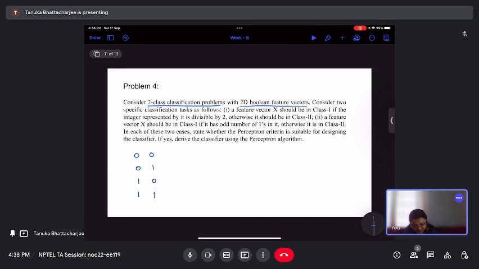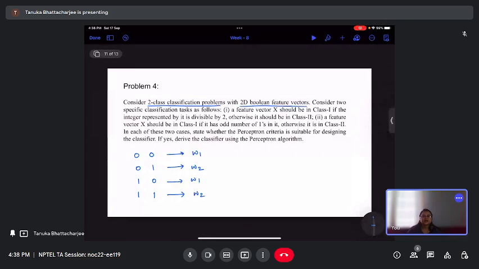So, you have this one, which represents integer 0. So, this is an element of class 1, or let us say we write that as omega 1. For 0 1, the integer value is 1, so it is not divisible by 2. So, it will belong to class 2. Now, for 1 0, the integer represented by this is 2. So, it is divisible by 2, it will again belong to class omega 1. And finally, 1 1, which is 3, is again not divisible by 2. So, it will belong to class omega 2.